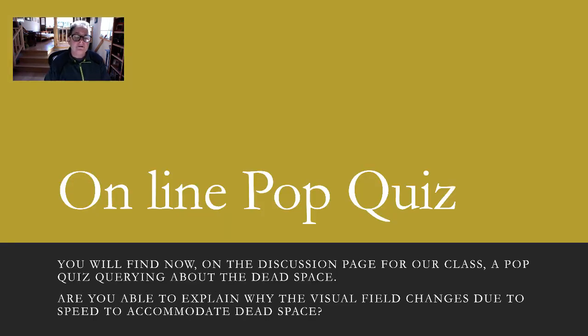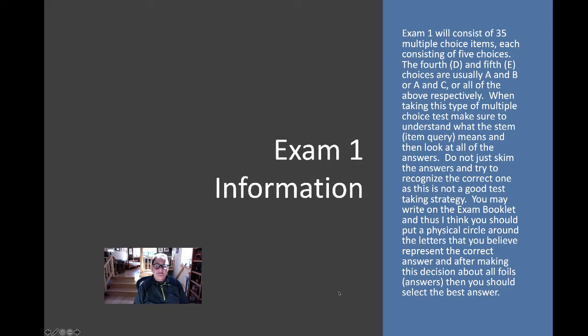So what I want you to consider online in a pop quiz is, how does the visual field change due to speed? Or in other words, how might the dead space change when you're moving slowly and when you're moving quickly? If you go to the discussion page, there'll be a 1-point pop quiz for you to take before the midterm exam on Thursday. Exam 1 will consist of 35 multiple choice items.